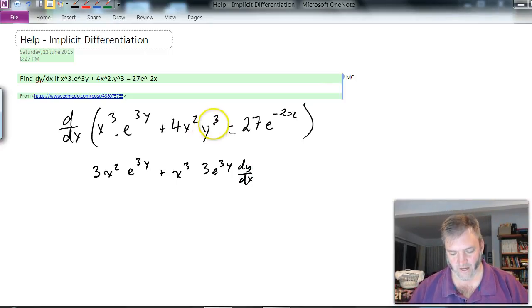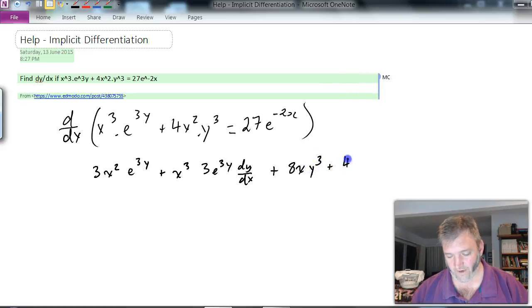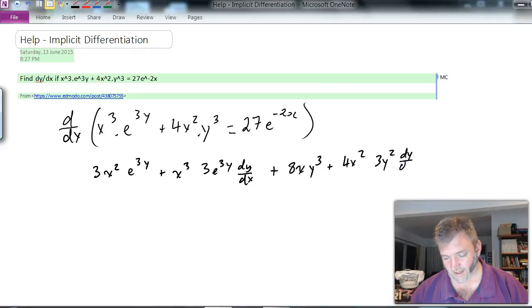Next term, 4x squared multiplied by y cubed. So again, we've got a product there. The derivative of the first bit, the derivative of 4x squared, is 8x. Leave the y cubed alone. And then we leave the 4x squared alone, and we go d/dx of y cubed is 3y squared by dy/dx. Again, that's our chain rule in action there.